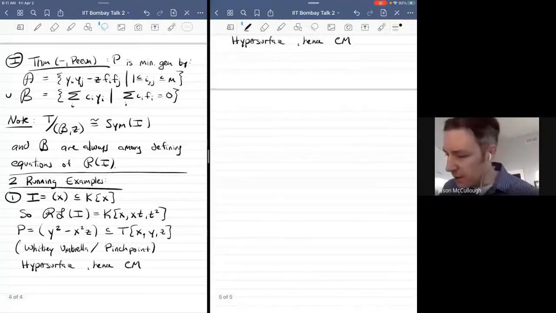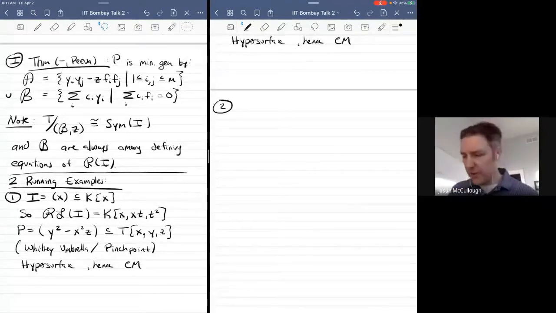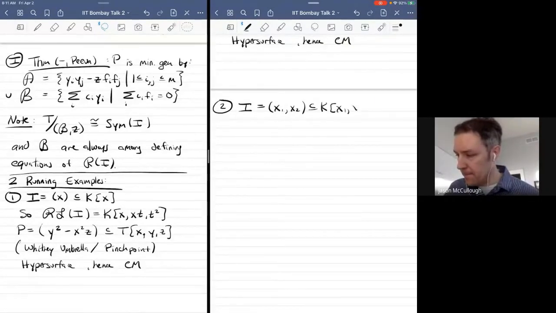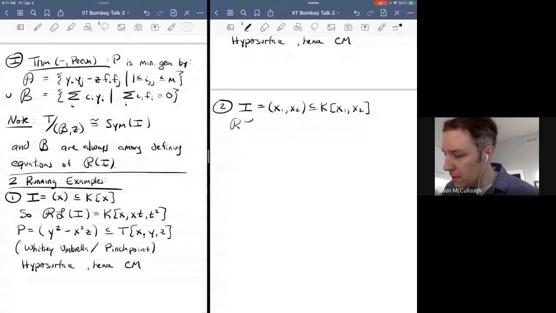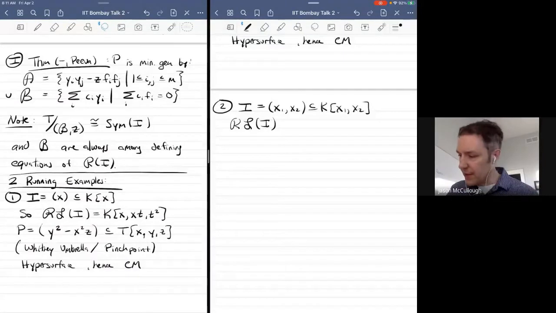So for the second running example, let me do sort of the next most simple example. Take an ideal generated by 2 variables in a 2-variable polynomial ring. Already this gets more complicated. So the Rees-like algebra, to be explicit, is generated by x1, x2, x1t, x2t, and t squared.